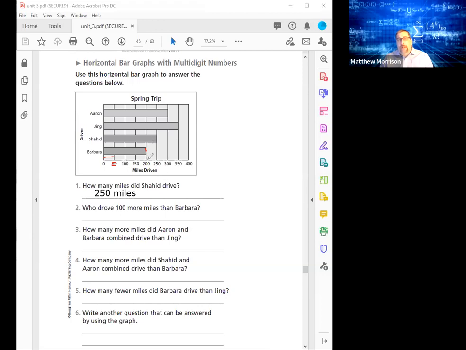So we have 200 miles. So I need 100 more than that. How many lines is that going to be? Some people are going to be like, ooh, Shahid, Shahid, Shahid. No. He rode only 250 miles. We're looking for 100 more. So 100 more than 200 is going to be 300. So I come and find who has 300. Oh, Aaron has 300. So I will write here on this line, Aaron, because Aaron is the one who did 100 more miles than Barbara.